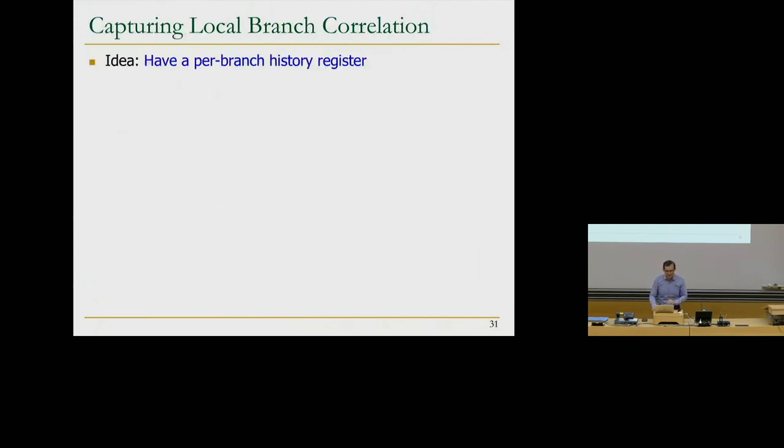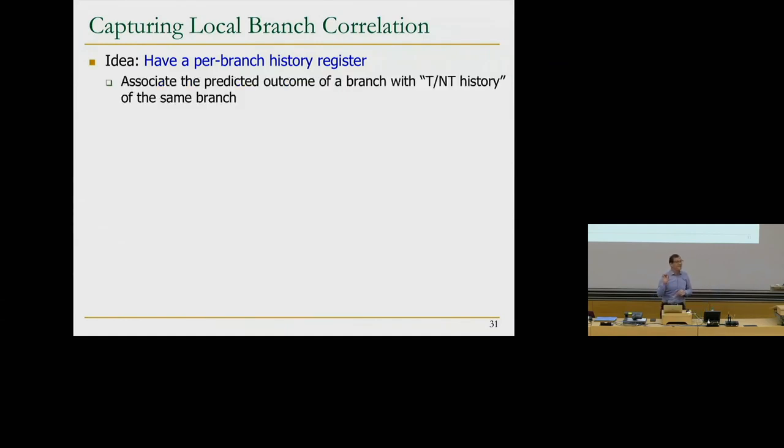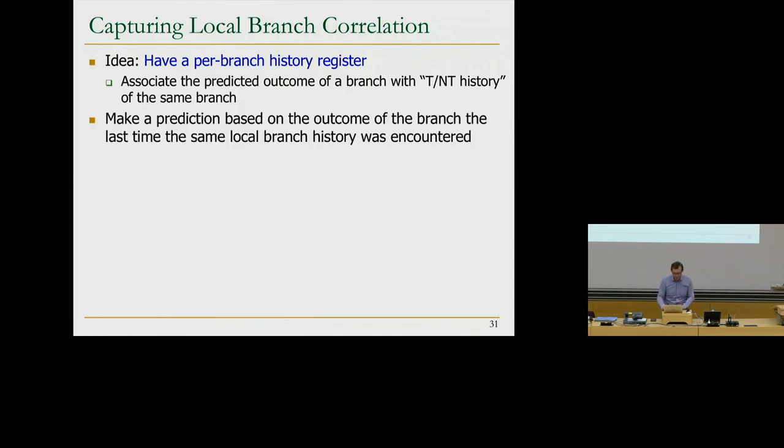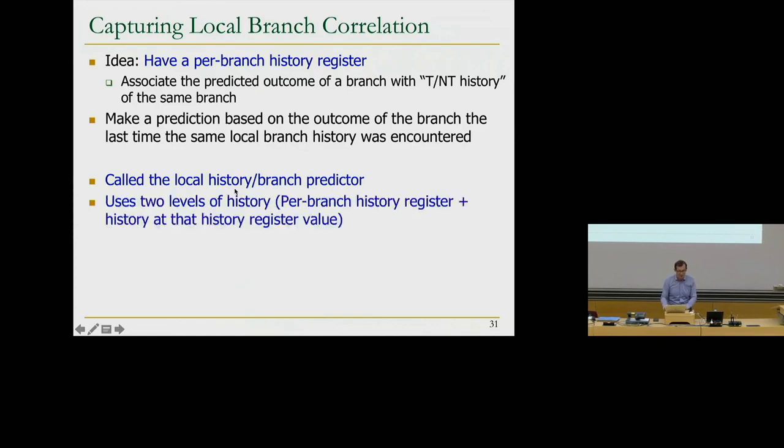So let me finish this, and then we'll take a break. So basically, the idea is very simple. Again, in this case, we have a history register, but we have a per branch history register. We don't let other branches update this history register. Only for this branch, we update the history register. We record where this branch went the last n times it was executed. And you make a prediction based on the outcome of the branch last time the same local branch history was encountered. It's also called the local history or local branch predictor.